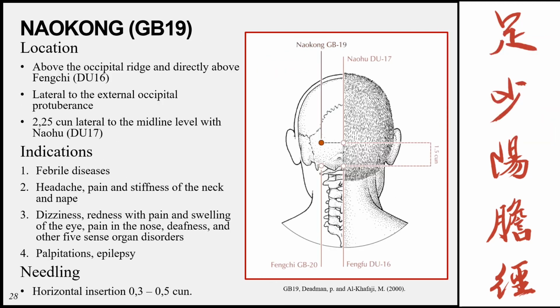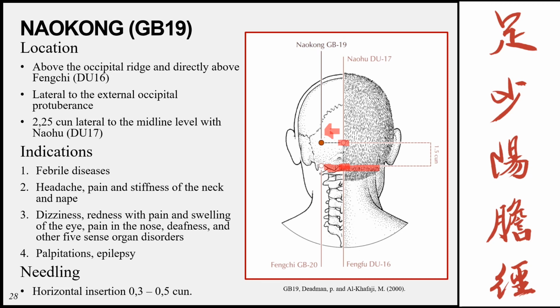The next point is Naokong, GB19. This point moves now to the back of the head, and it's above the occipital ridge and directly above DU16. So here's DU16, here's the occipital ridge as well. So we're superior to both these points, and it's lateral to the external occipital protuberance. So the external occipital protuberance is normally around here, and then we've got to go lateral to it, approximately 2.25 cun lateral, and then it's level with DU17.